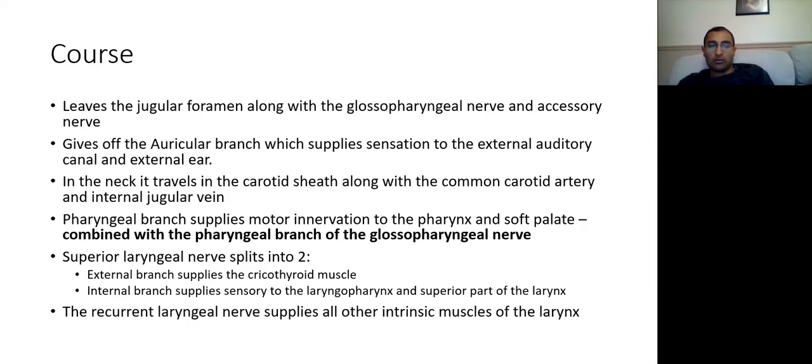And then you've got your superior laryngeal nerve, which splits into two. The external branch supplies the cricothyroid muscle. And the internal branch supplies sensation to the laryngopharynx and the superior part of the larynx. And then you've got your recurrent laryngeal nerve, which supplies all the other intrinsic muscles of the larynx. So just remember, of the intrinsic muscles of the larynx, the superior laryngeal nerve supplies the cricothyroid muscle, whereas all the other muscles are supplied by the recurrent laryngeal nerve.